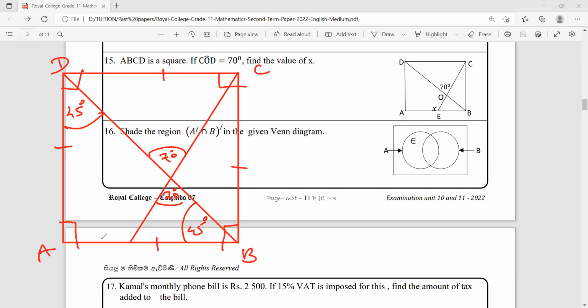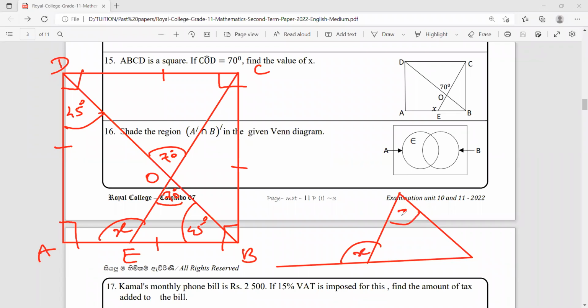So you can find x here, and you can take this OE. You can consider this OEB triangle. The exterior angle is equal to the sum of the two opposite interior angles, 70 plus 45. So x is equal to 70 plus 45, that is 115. x is equal to 115 degrees.